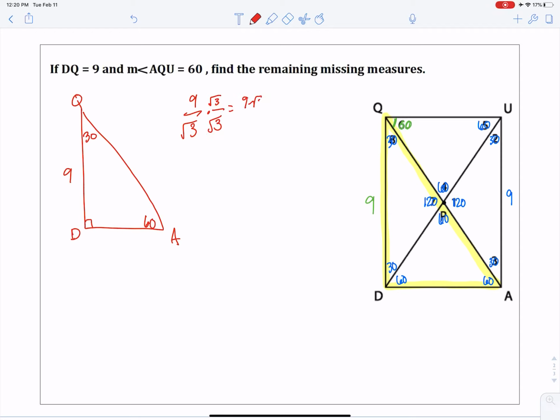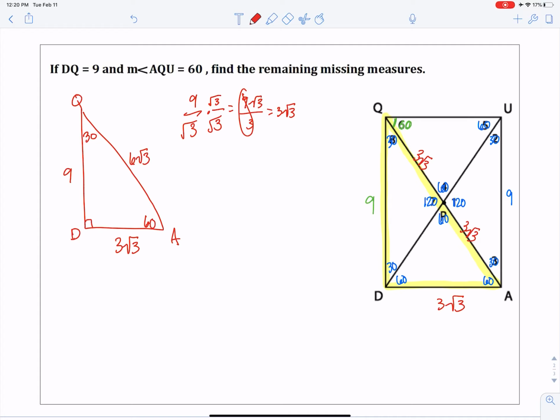So I get 9 root 3 over 3, and this 9 and 3 make a 3 root 3. So DA is 3 root 3. And then I'm going to double that, which would make 6 root 3 for the length of QA. But I know that QA is being bisected, so I know that QP is 3 root 3 and AP is 3 root 3.